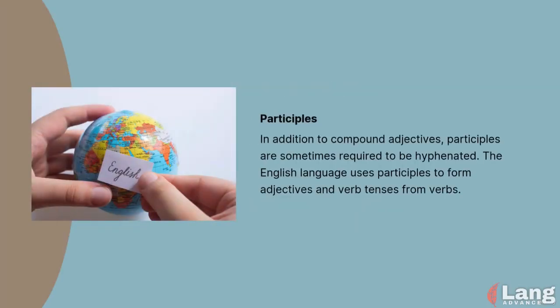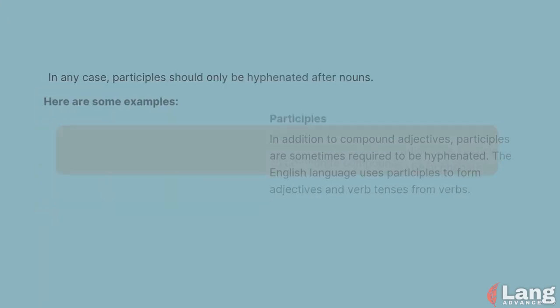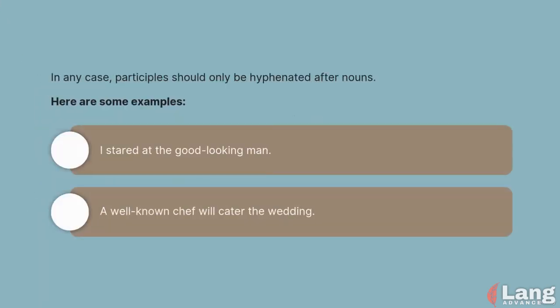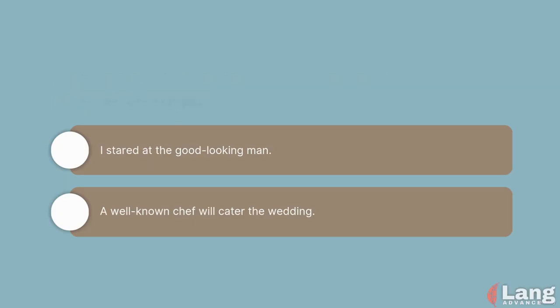Participles. In addition to compound adjectives, participles are sometimes required to be hyphenated. The English language uses participles to form adjectives and verb tenses from verbs. In any case, participles should only be hyphenated after nouns. Here are some examples. I stared at a good-looking man. A well-known chef will cater the wedding.